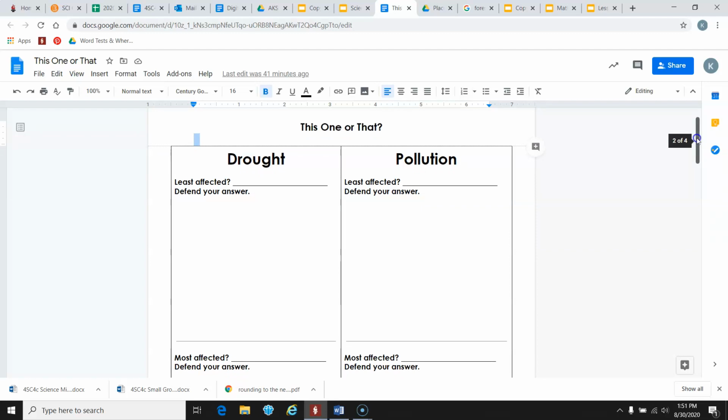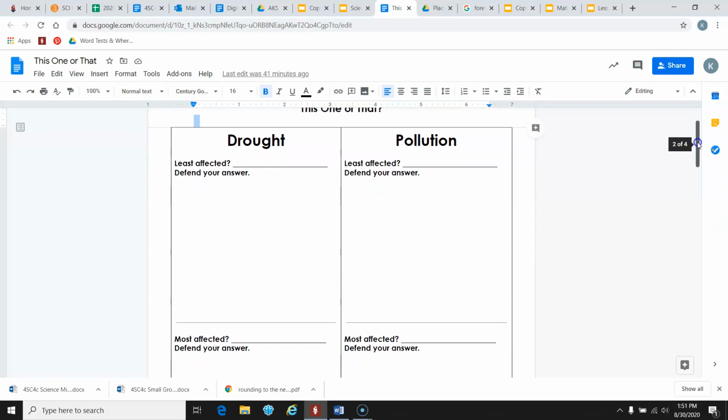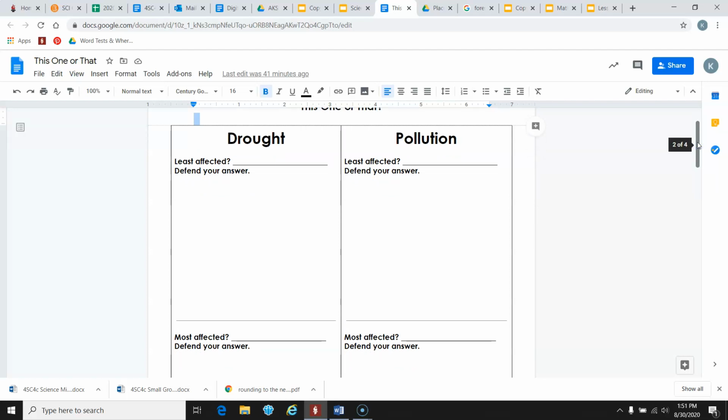So let's just look at drought for a minute, which is on the left. So this column is for drought. So you're going to have to pick which ecosystem you think would be least affected by a drought. So if rain stopped falling for an extended period of time, which ecosystem would be least affected and which would be most affected? And you're going to have to defend your answer.